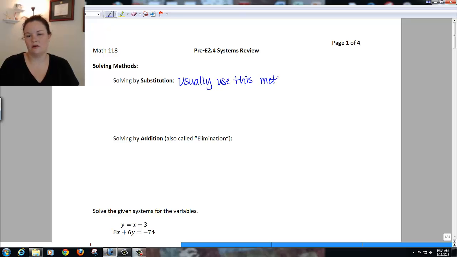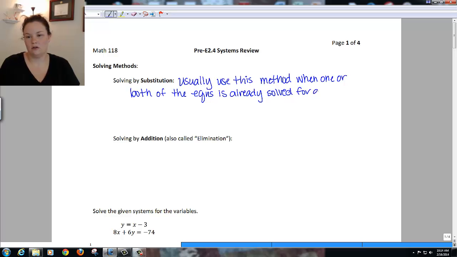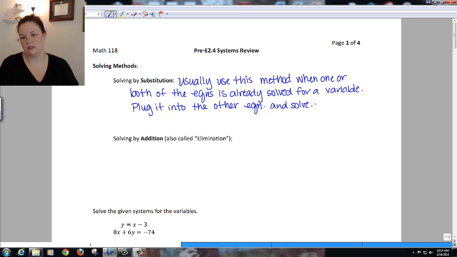When we solve by substitution, we usually use this method when one or both of the equations is already solved for a variable. I'll just say plug it into the other equation and solve.